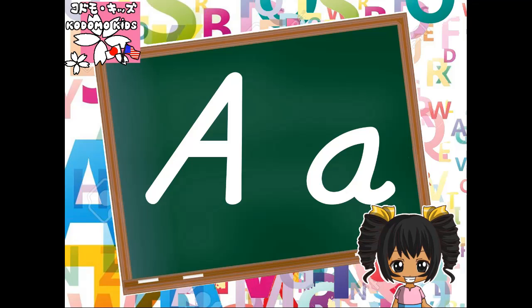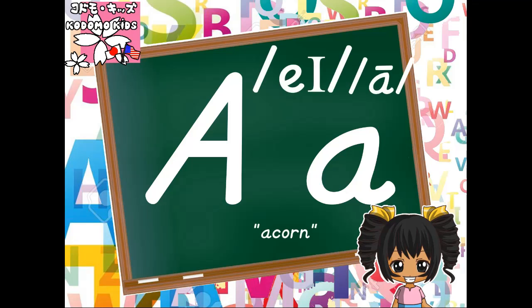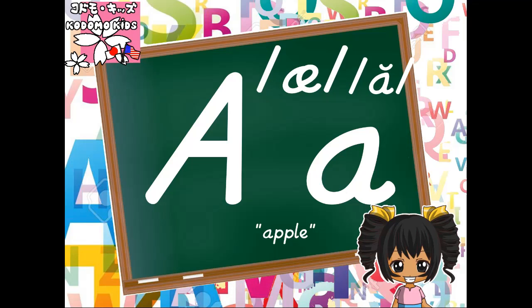A. A makes two sounds. The first sound is A, like acorn. A. Can you say A? Good job. The second sound is A, like apple. Can you say A? A. Good job.